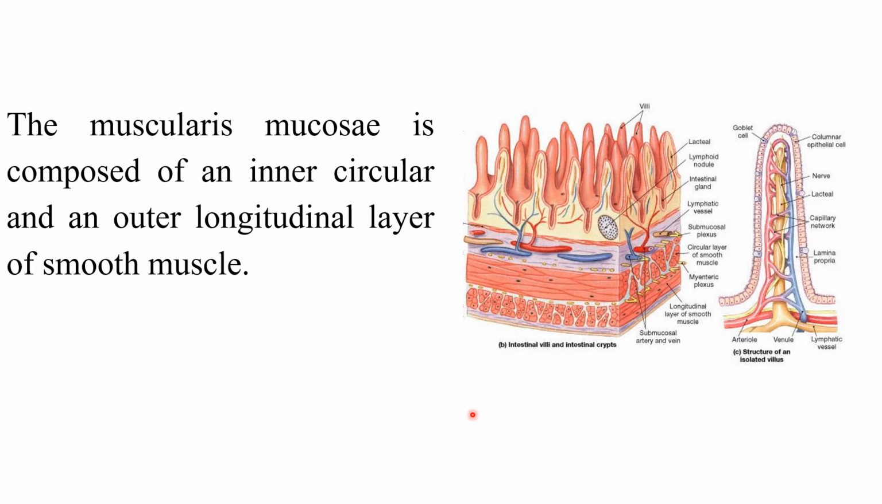The muscularis mucosae is composed of an inner circular layer and an outer longitudinal layer of smooth muscle. So you can see here immediately after the mucosa there is a small two-layered muscularis. This region is called muscularis mucosae, which is made up of an inner circular and outer longitudinal layer of smooth muscle.